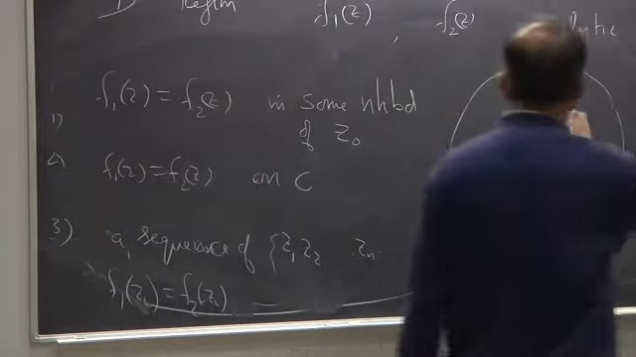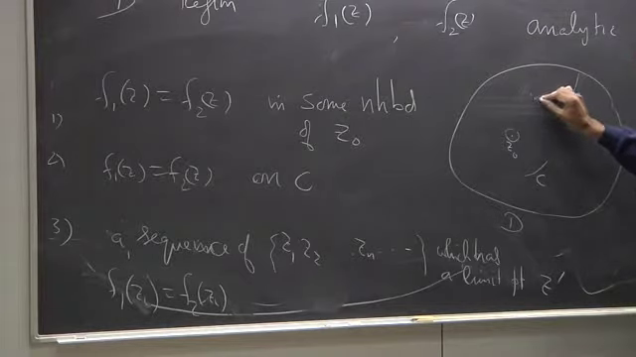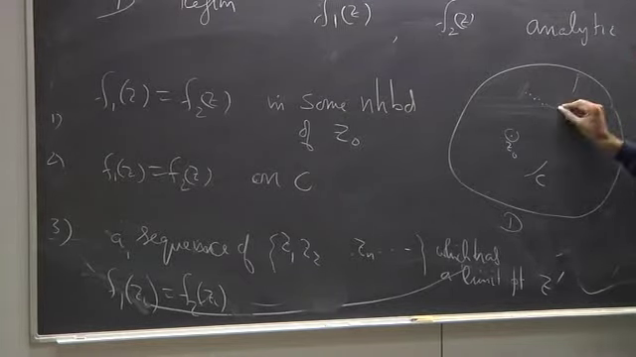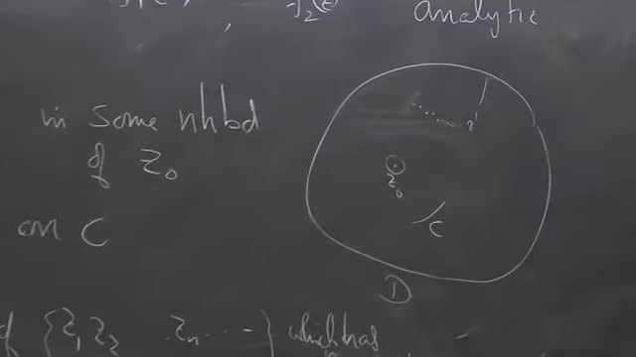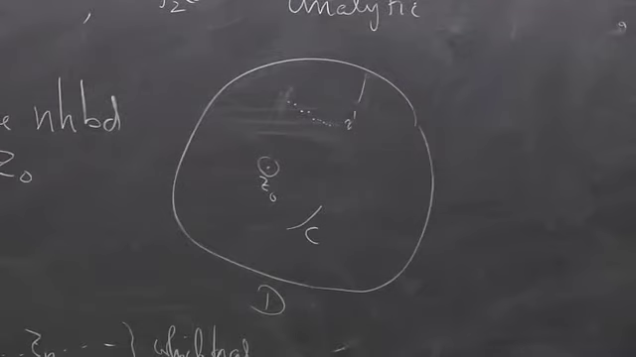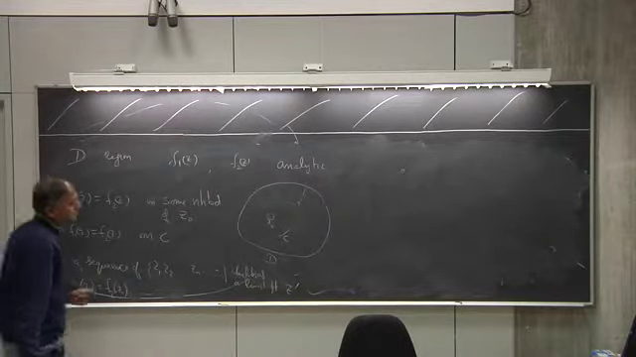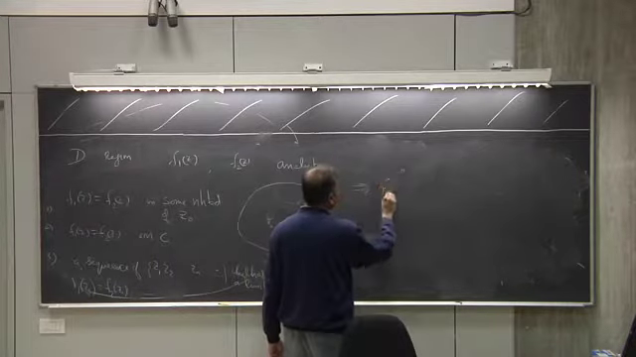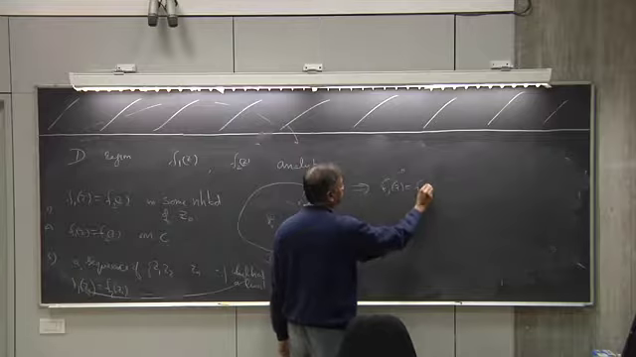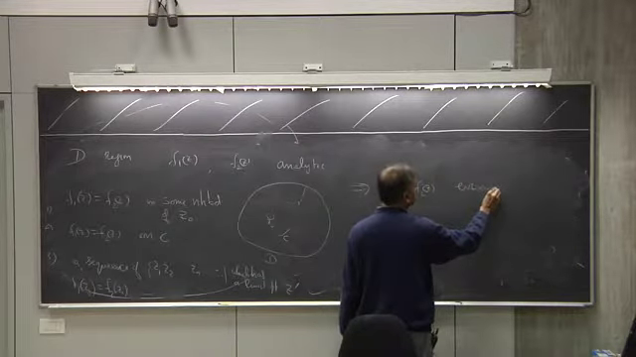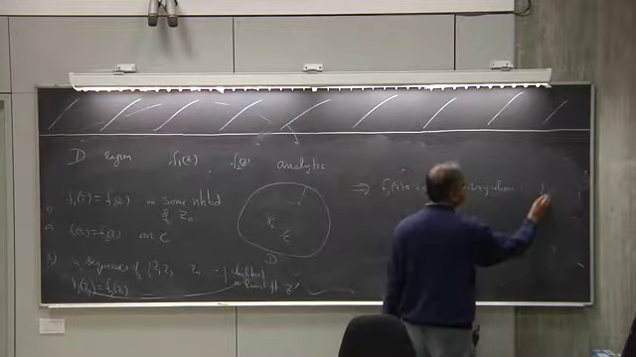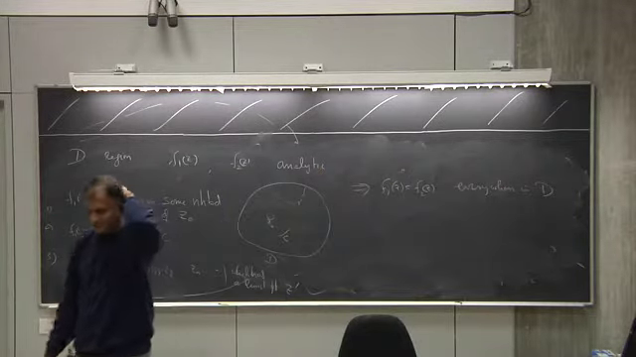So how to picture it? There's a sequence of points which accumulates at some z prime. There's a limit of the sequence, in that sense. I mean, accumulation point. You remember this definition of accumulation point, right? If any of these things happen, then the statement is that f1 of z is equal to f2 of z everywhere in D. It's a very powerful statement. Very, very powerful statement.